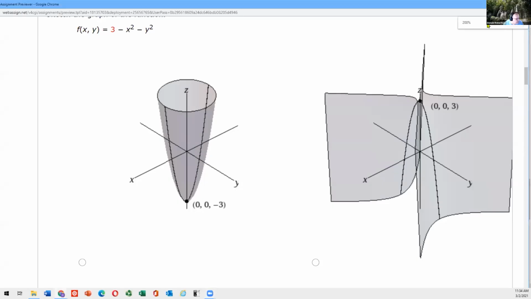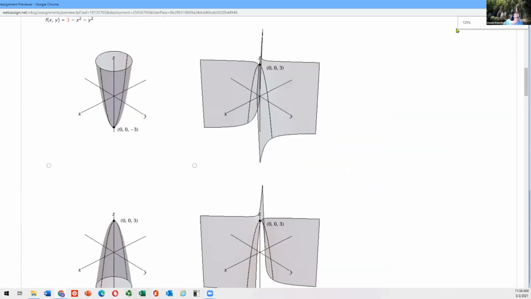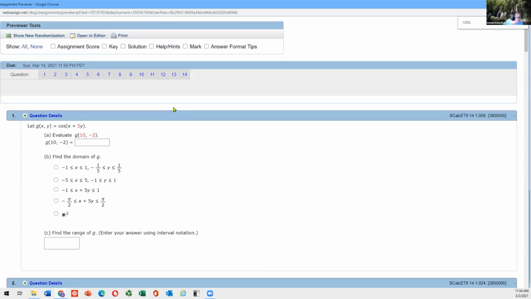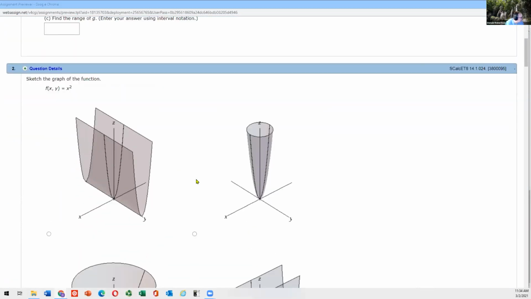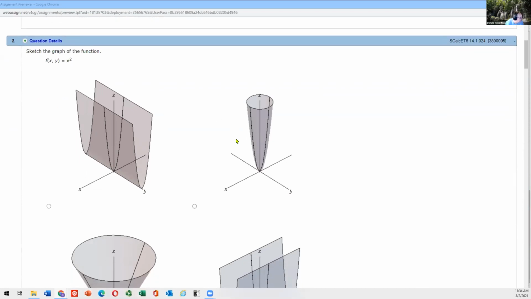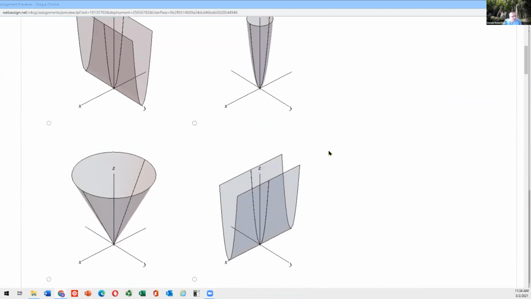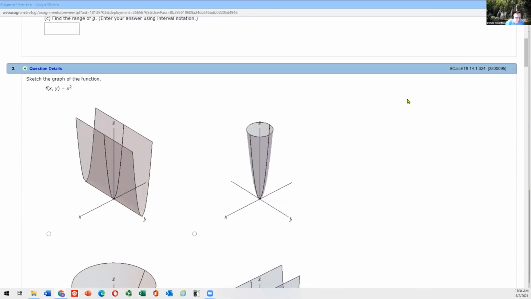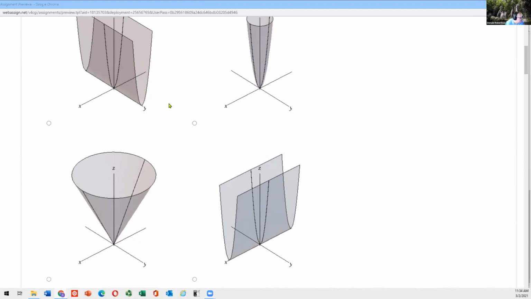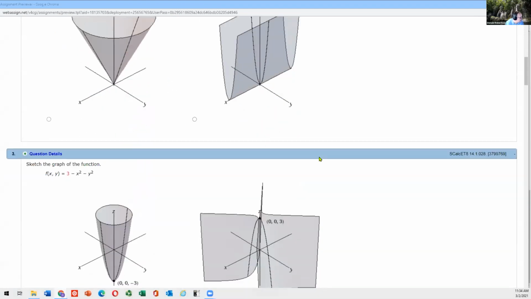So let me shrink this back a little bit. Are you all looking at the chapter 14.1 homework? Okay. I've got these windows; I'll move over here out of the way. Here's a function. Sketch the graph. You see there are 4 pictures and one of them is that guy. Make sure that you know which one is the right orientation. Is it this one or is it that one?